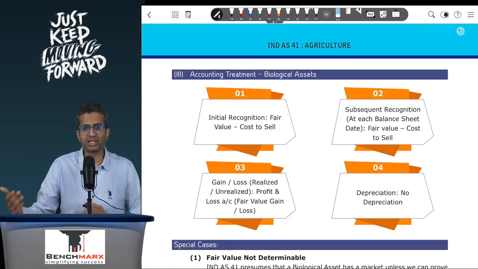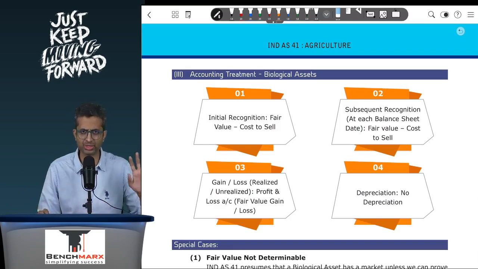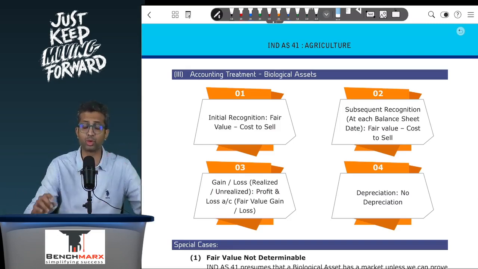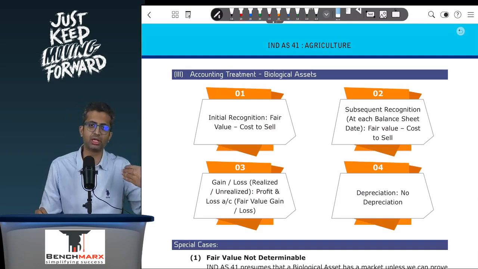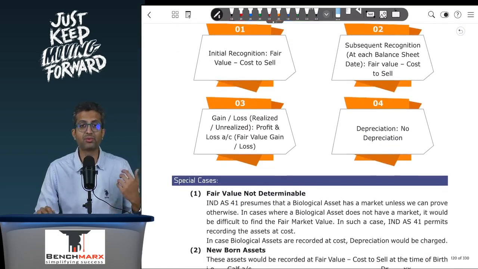Because you are doing this at every balance sheet date, you don't need to depreciate these items as well. So the four important things: initial as well as subsequent recognition at fair value less cost to sell. The unrealized gains or losses, if any, will go to the profit and loss account, and there will be no depreciation. Now, what if the fair value is not determinable?